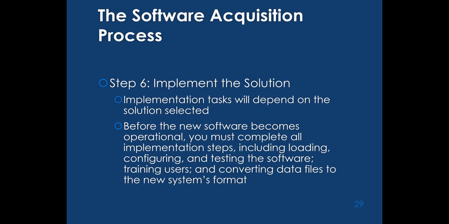Next one, step number 6, is to implement the solution. The implementation will depend on the solution that's selected. If you select in-house development, that means your software specification will be sent to the developers in the company. If you hire a software house, you send the software specification to them. Or if it is customizable software, you send the model that you prepared, and then you work with the consultant so that they can customize the software for the company of the users.